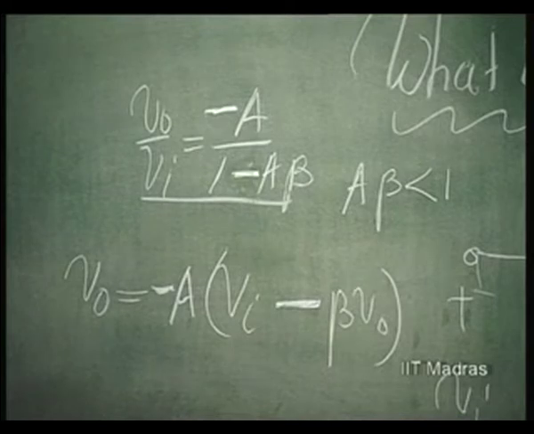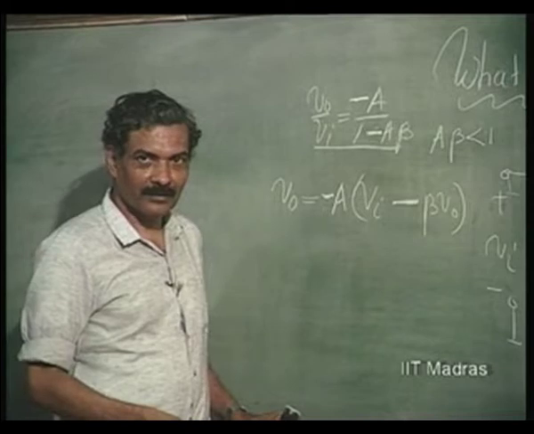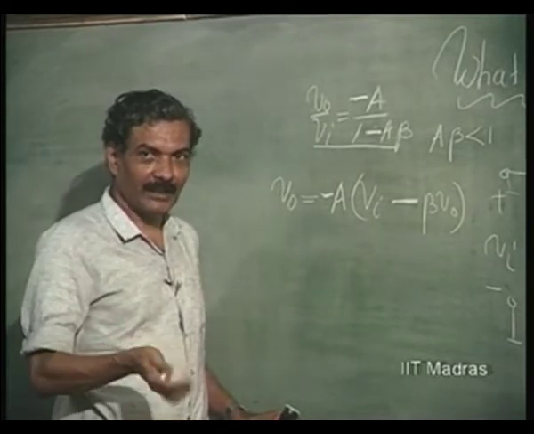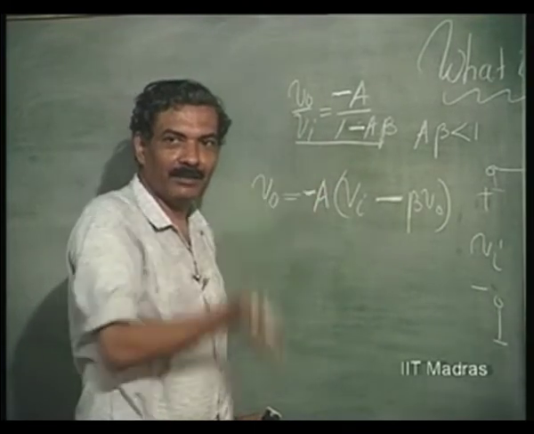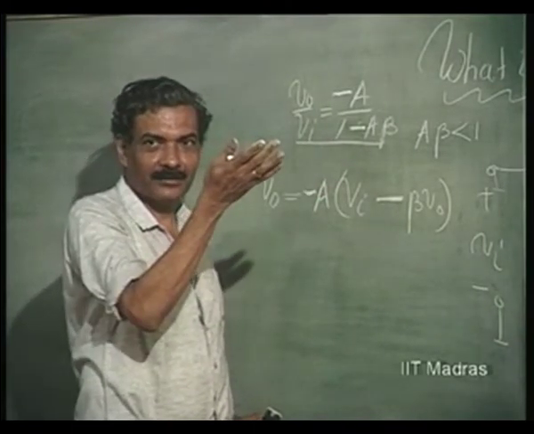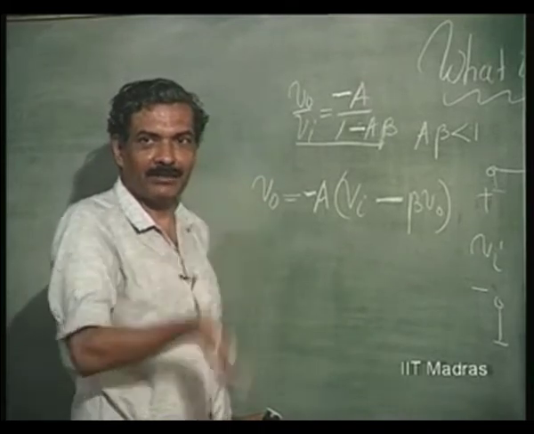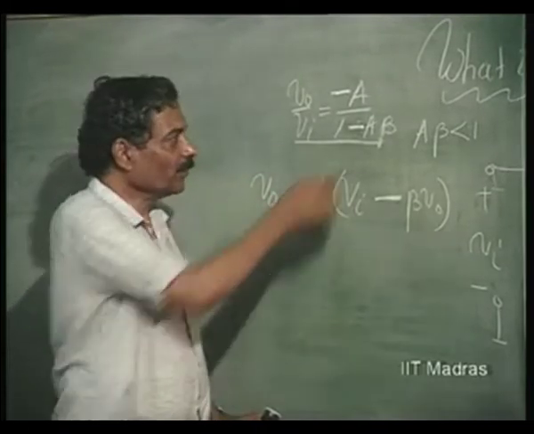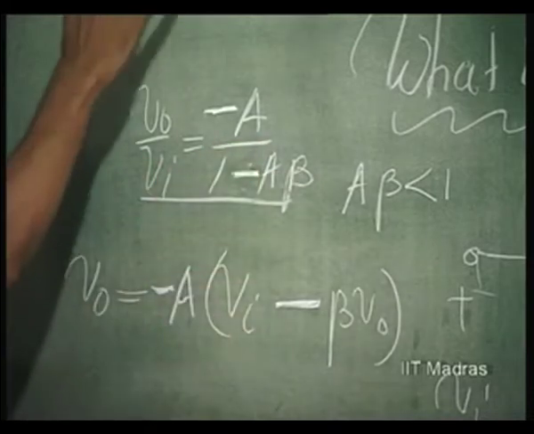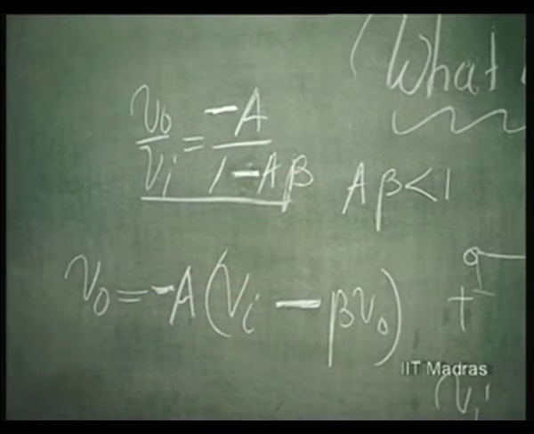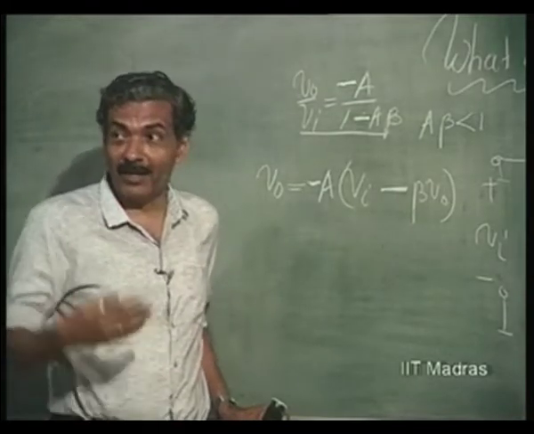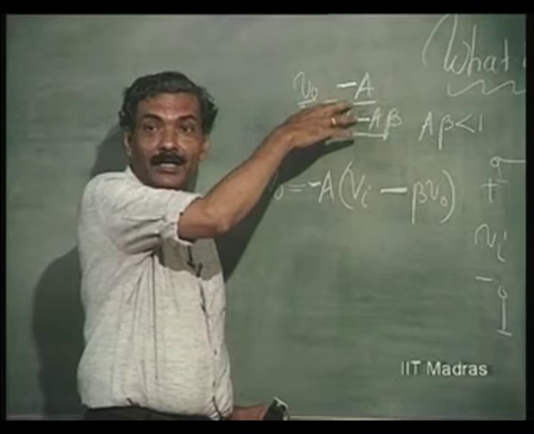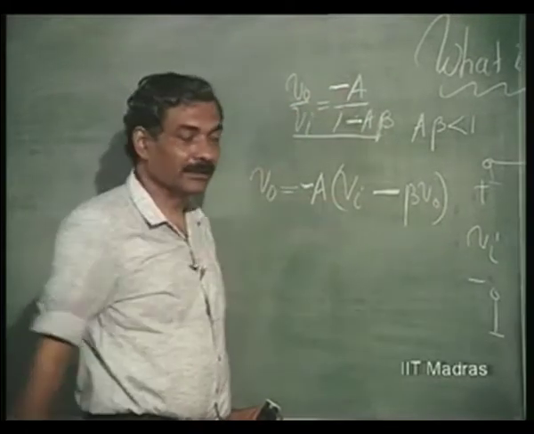So, using positive feedback, you can increase the gain. This is an advantage, but then it is very sensitive. If A beta becomes 0.99, it will go to 1000. If it is 0.999, it will go to 10,000. So, a small variation in A beta will boost up this gain enormously. If A beta becomes equal to 1, this goes to infinity. This is a practical way of obtaining an infinite gain amplifier.